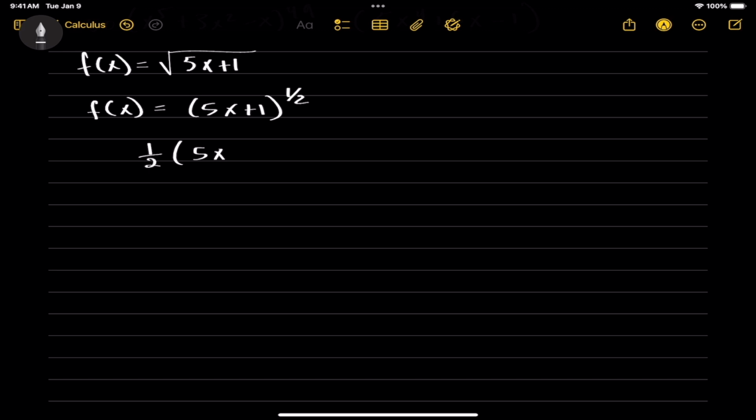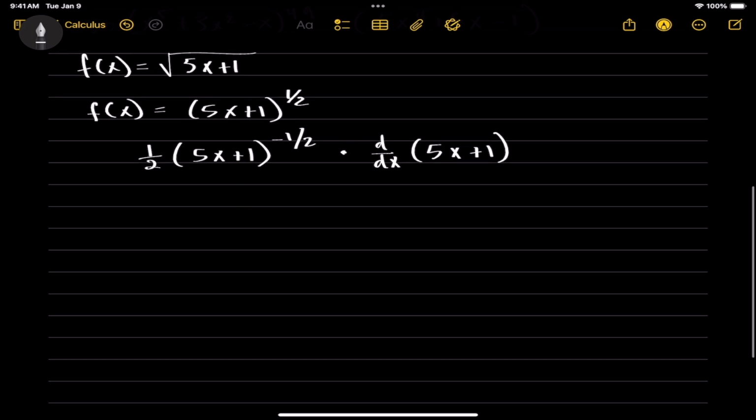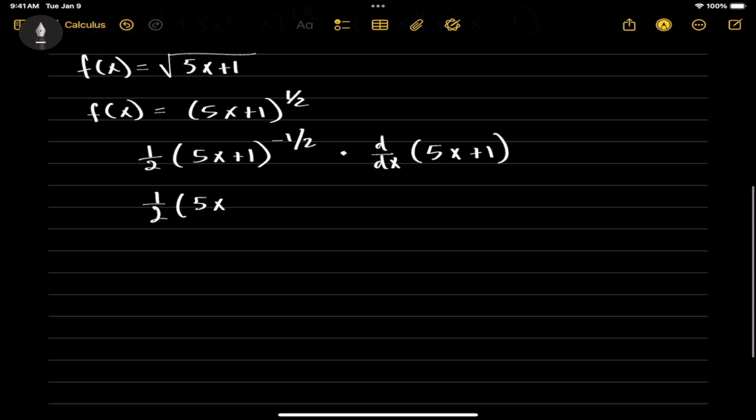We're going to keep the inner function the same. And this is just half minus 1, which is negative half. And then we take the derivative of the inner function, which is 5x plus 1. And of course, we take the derivative of those two terms there, 5x and 1, and we just get 5. So we have half times 5x plus 1 to the negative 1/2 power times 5. Or sometimes you could go ahead and shift that 5 over to the left side and have 5 over 2, 5x plus 1 to the negative half.